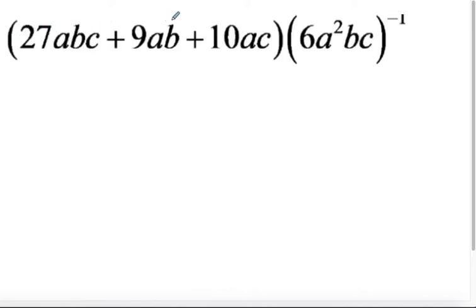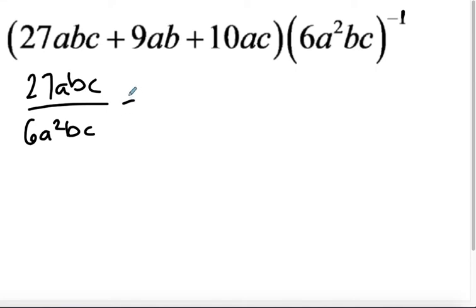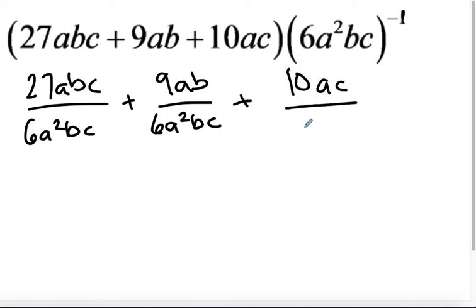Okay, let's look at our last example. Our last example is this polynomial, which technically is divided by this monomial because it's being raised to the negative 1 power. I'm going to do the same exact thing as how I started. The first term divides by the denominator, the second term divides by the denominator, and the last term divides by the denominator.